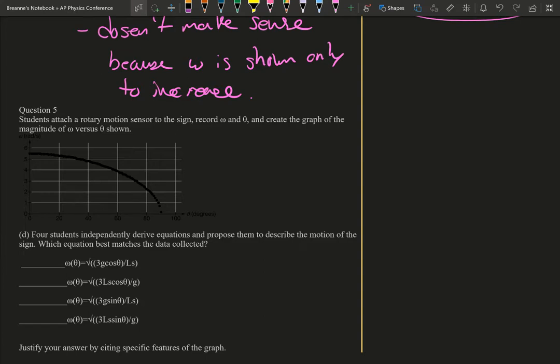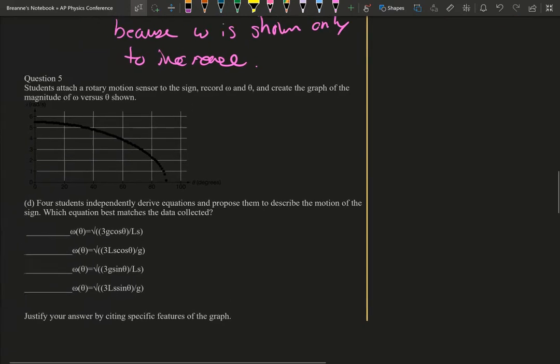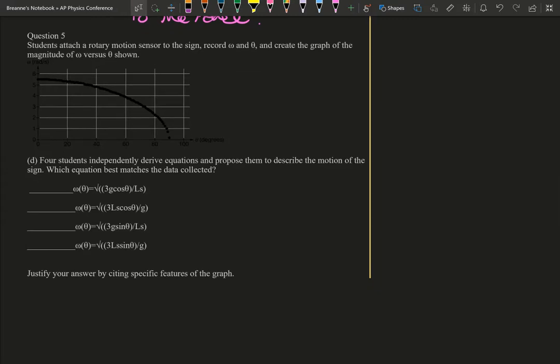So students attached a rotary motion sensor to the sine, recorded omega and theta, and created a graph of them. Four students independently derived equations and proposed them to describe the motion of the sine. Which equation best matches the data?